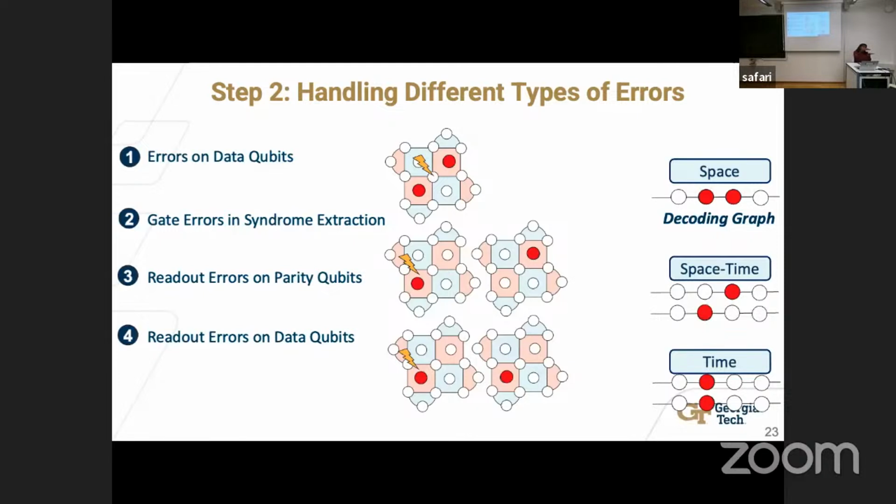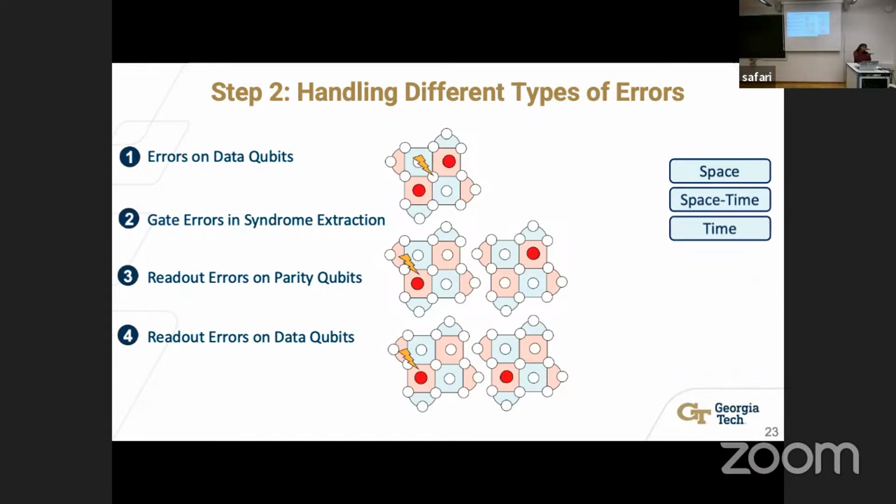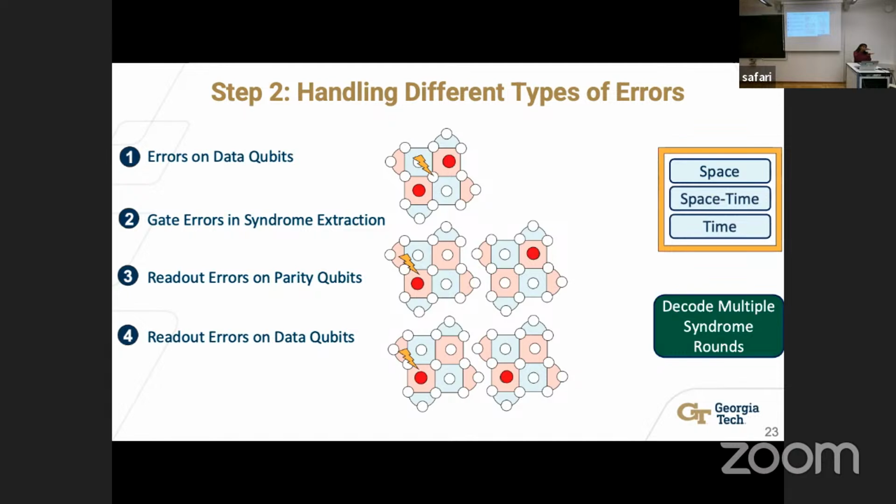These are the signature of the detection events that you will see. If you want to decode them effectively, you must be able to decode multiple rounds of syndromes together. The final kind of error, the readout error on data qubits: by that time, when you measure your data qubits, your error correction cycles have ended, so you don't have anything to do there.